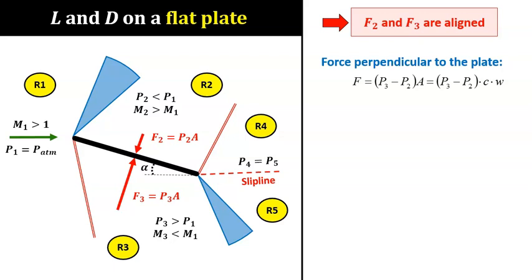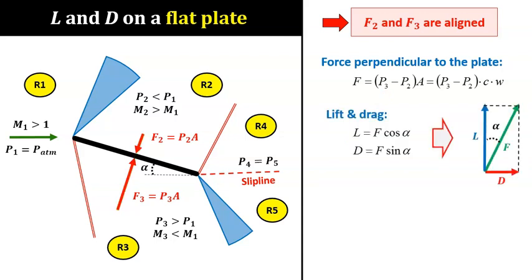Because the forces F2 and F3 are aligned, we can combine the pressures together in one bracket. Then, the lift and drag is basically the decomposed vectors of the resultant force F into the vertical and horizontal component because the horizontal component is aligned with the free stream. F is slanted at the angle alpha from the vertical line. These two equations in the box can then be used to decompose the total vector F into L and D.